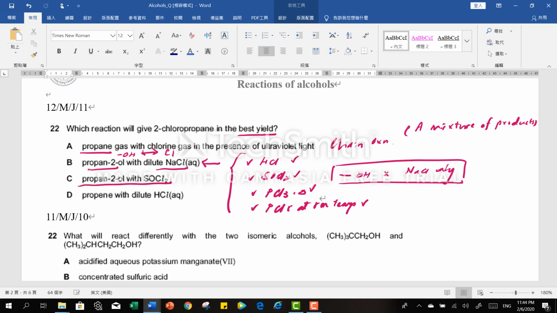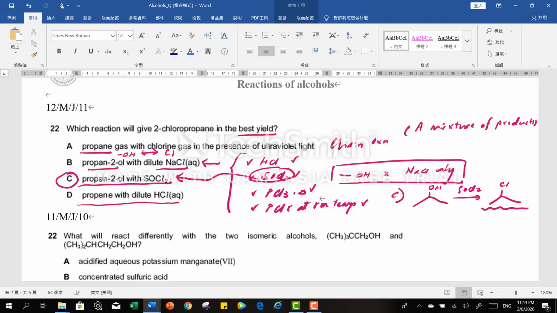And this one, of course, can you see that? This one echoes with this one. So this most likely will be the answer, because for propan-2-ol, I will write it here, C. Propan-2-ol, if you add SOCl2, you will successfully replace the OH by Cl. So the yield is good because this is the only organic product formed.